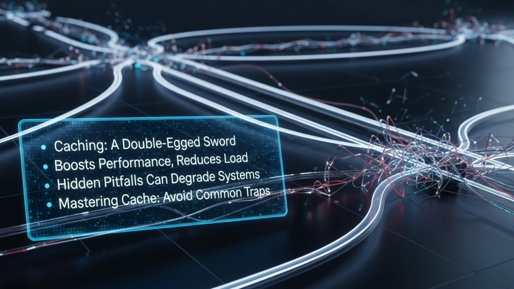We'll start with the basics, move into complex invalidation problems, analyze real-world failure patterns like the thundering herd, and finally look at advanced mitigation strategies and future trends. By the end, you'll have a much clearer understanding of not just how to use a cache, but how not to make it your system's Achilles heel.